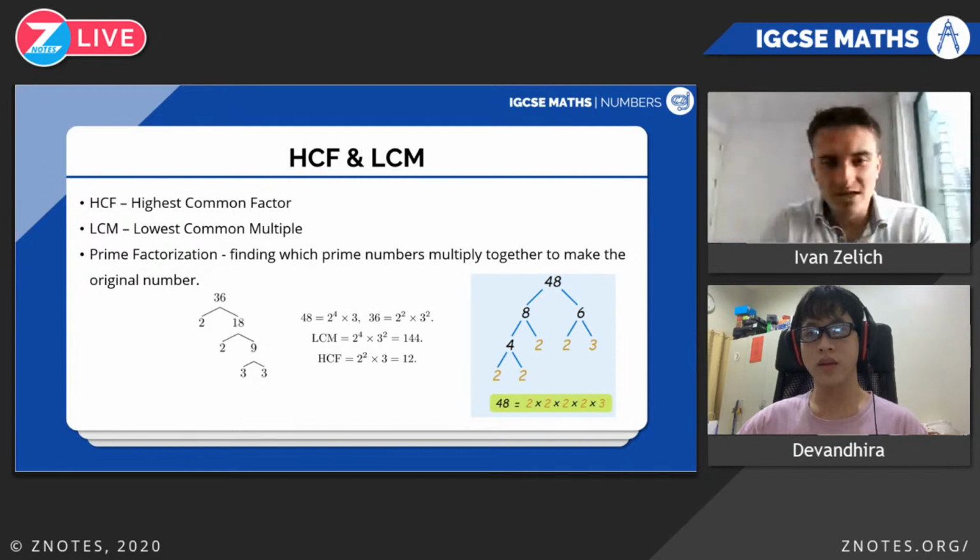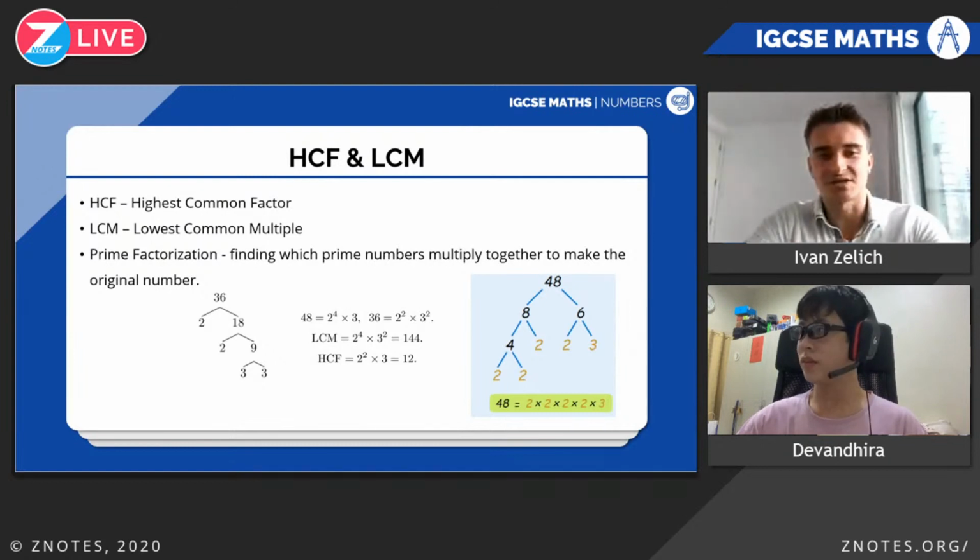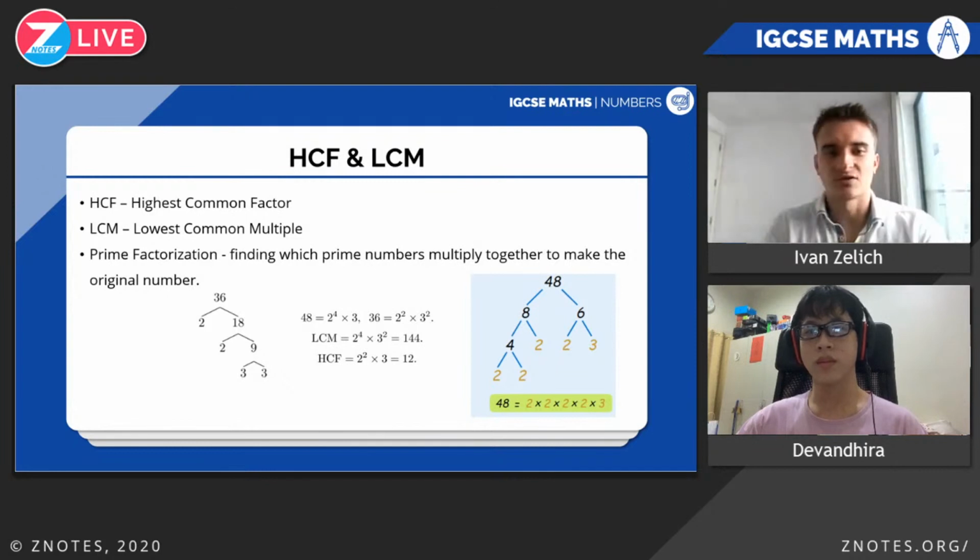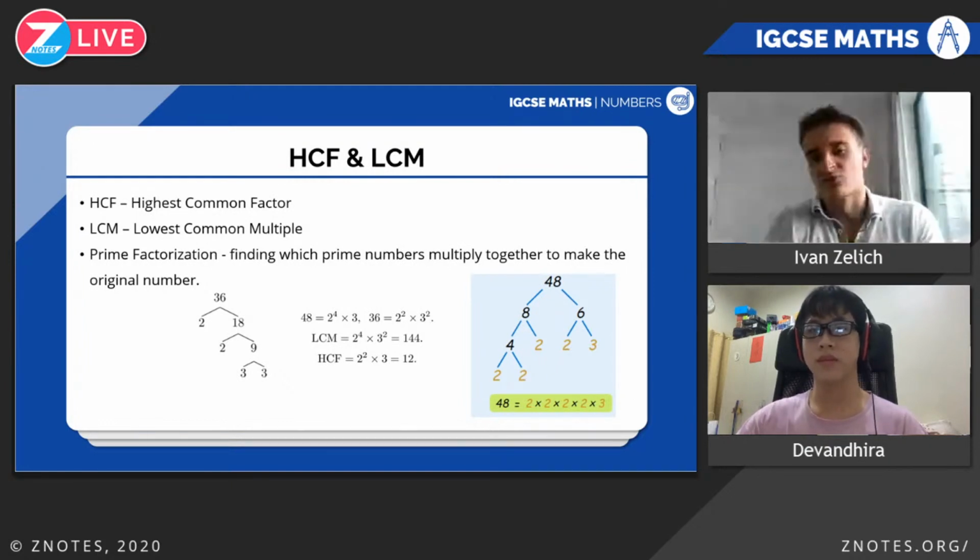Here I've written out the prime factorizations. To find the LCM, you take the largest of the exponents of each prime. 48 has an exponent of 4 on the 2, so we take 2 to the 4. And 36 has a squared on the 3, so we take 3 squared, and then the LCM is 144. The HCF is you take the smallest exponents.